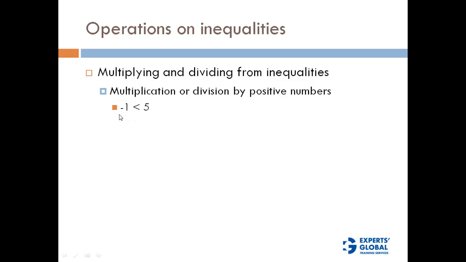We are looking at this inequality, minus 1 less than 5, correct? And we are multiplying or dividing by a positive number. So let's say we multiply both sides by 3. On the left hand side, what we get is minus 1 into 3 less than 5 into 3, correct? So what do we get? Minus 3 less than 15. So is this true? Yes, minus 3 is less than 15.